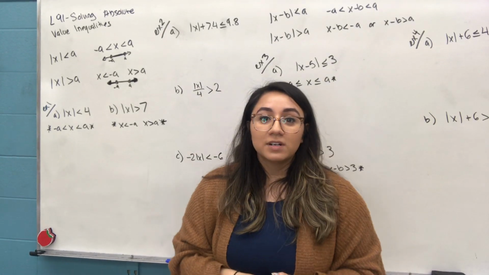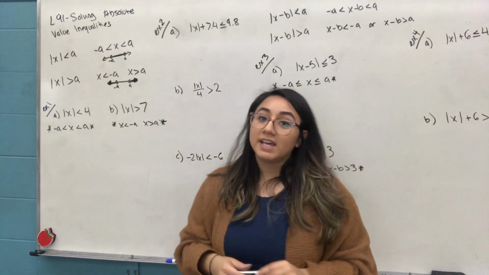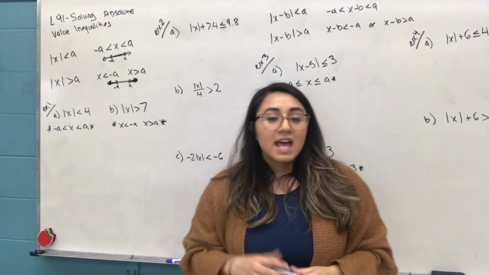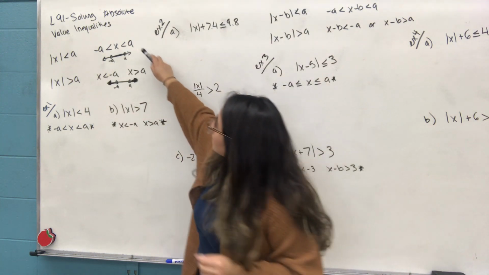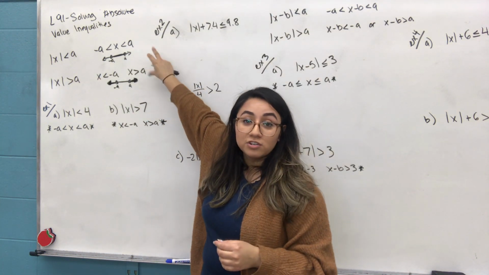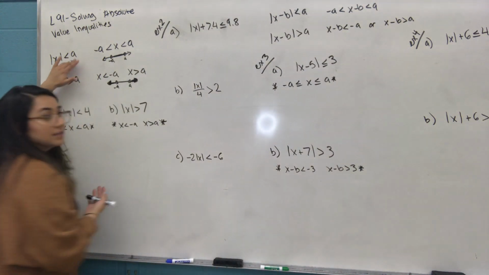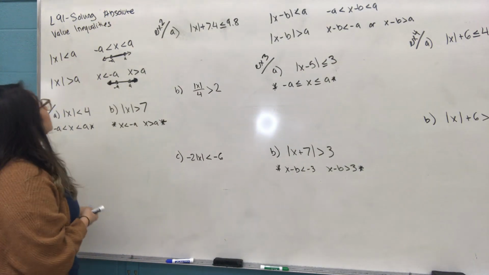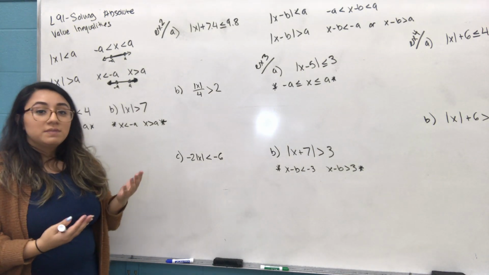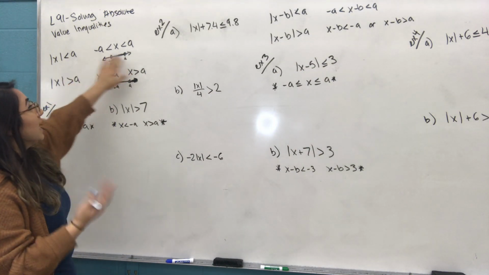Okay, so we're gonna go ahead and learn about solving absolute values with inequalities. I would say the main key is to focus on these two equations right here. If the absolute value of x is less than a number, that's what a stands for, that means x is going to be between negative a and positive a.